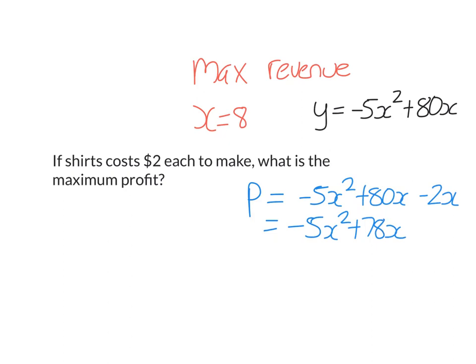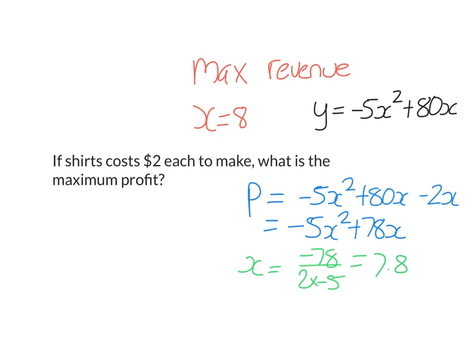And earlier in this video, I told you that will change both the x and y value of the turning point. So the turning point, the maximum, will now occur at minus b over 2 times a. So the maximum now will be 7.8. So that means I should sell on average 7.8 shirts.